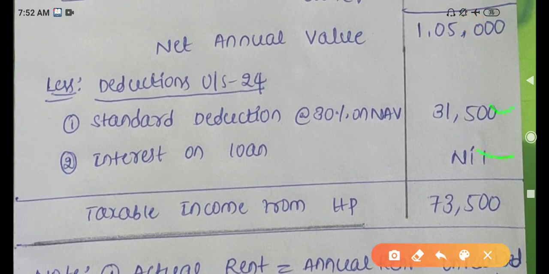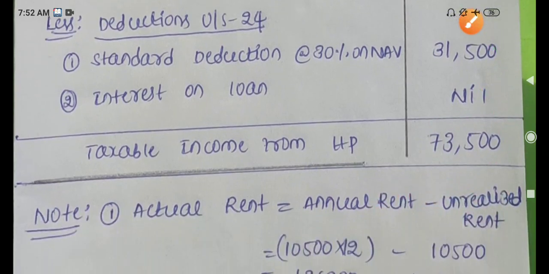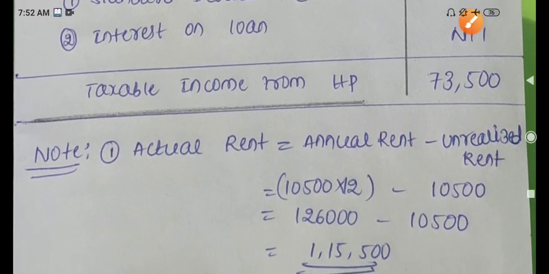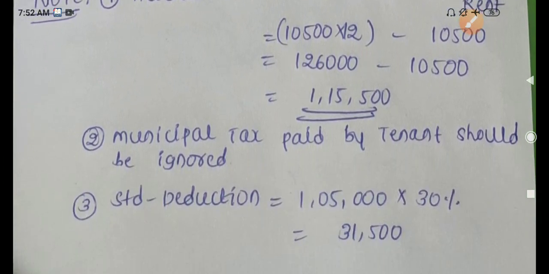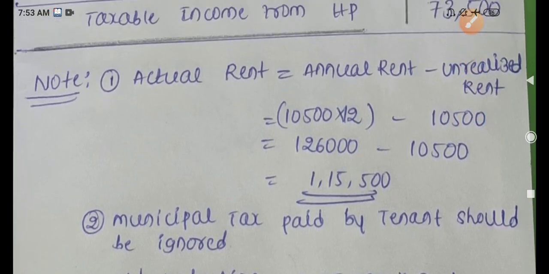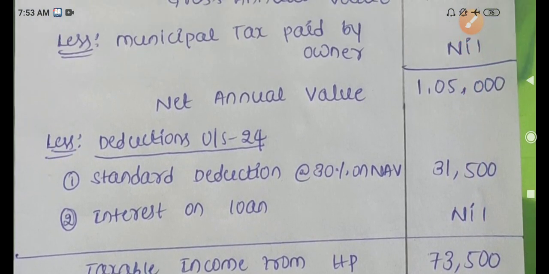Then if you deduct these two deductions from net annual value, you will get the amount of taxable income from house property. So in this question, 73,500 is the taxable amount of income from house property. Okay, so this is taxable income from house property. I hope you understand. So here municipal tax paid by tenant should be ignored. I have shown notes. Okay, so this is the answer.